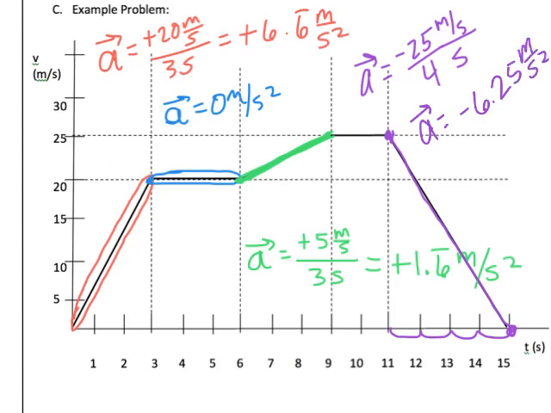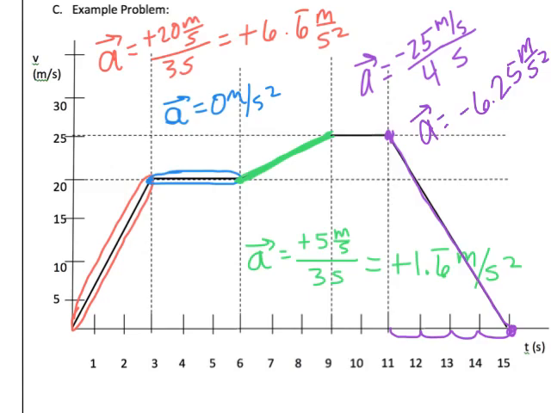Hopefully that makes sense to you. So if you're given a velocity time graph, whenever you need to find the acceleration, you simply take the slope for that particular section or time interval. Make sure you include the plus or minus sign as part of your answer because acceleration is a vector quantity.